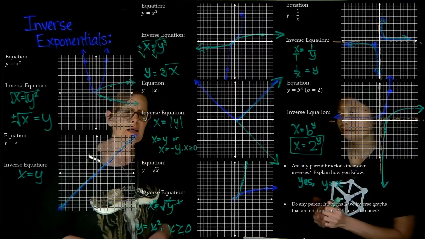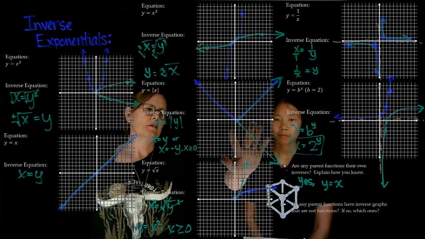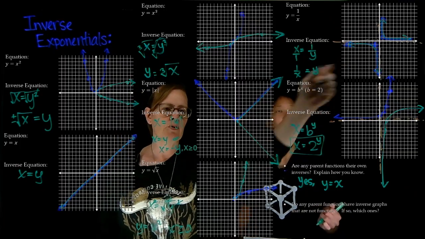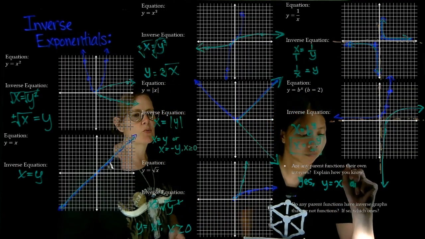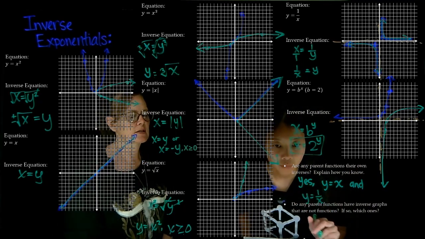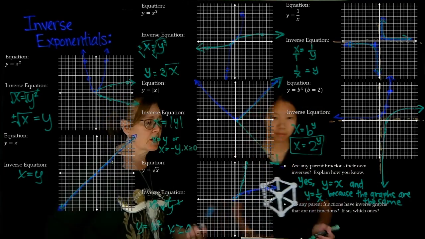Our next one we're going to look at. This one isn't, this one isn't, this one is not. But if we look up here, we have both blue and green in the same location. So our y equals 1 over x is also a function whose parent is the same as its inverse. And we know that because the graphs are the same.